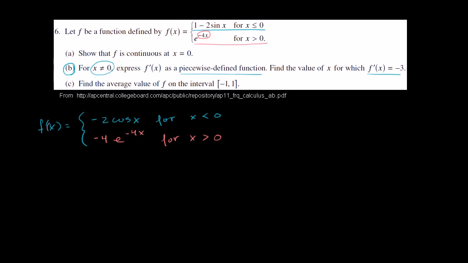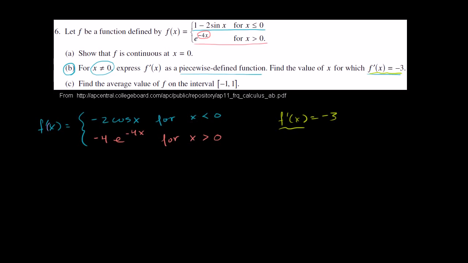Now let's do the second part. Find the value of x for which f prime of x is equal to negative 3. If this wasn't piecewise defined, you'd just say, oh look, f prime of x is equal to negative 3, you would take whatever f prime of x is equal to and do some algebra to solve for it. But here you're like, well, which case do I use? I don't know if the x that gets us to negative 3 is going to be less than 0, or greater than 0. So I don't know which case to use.